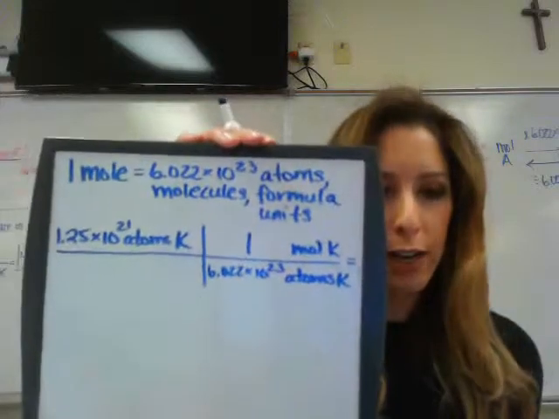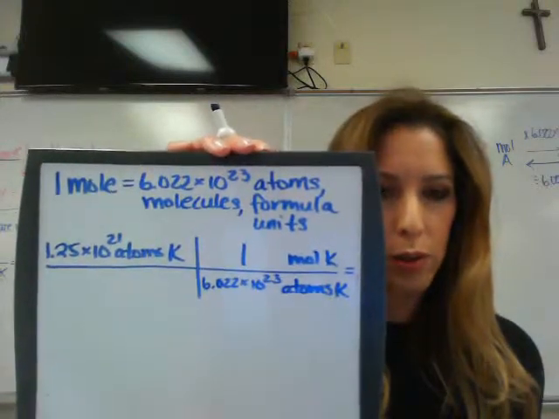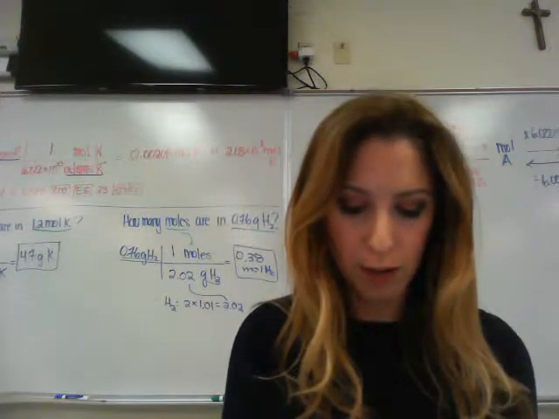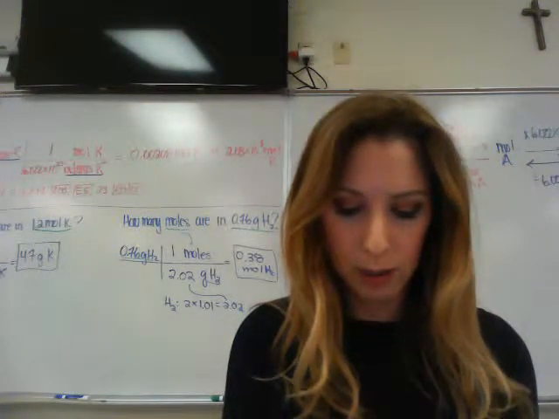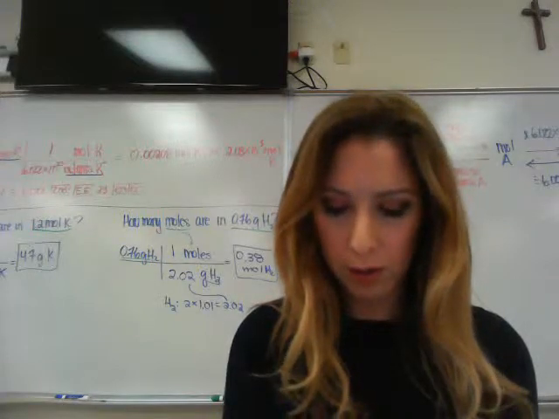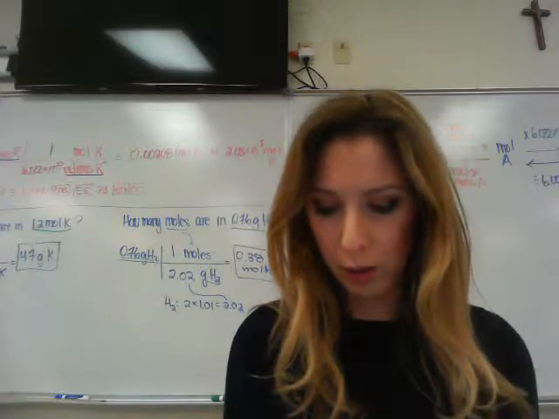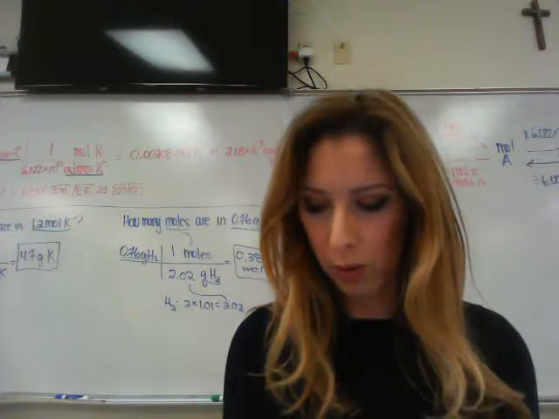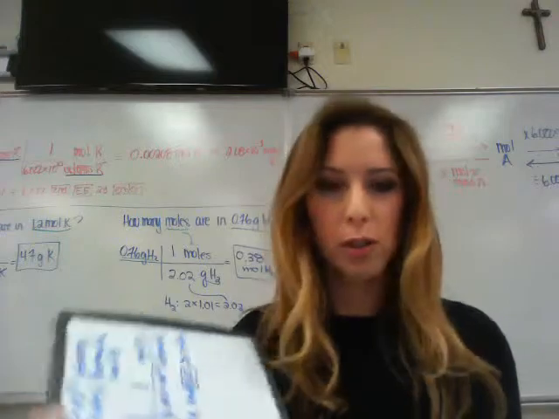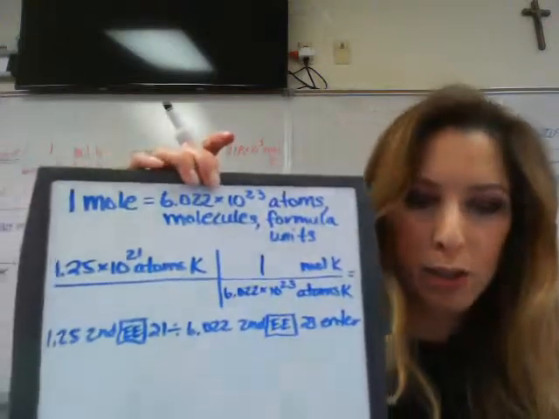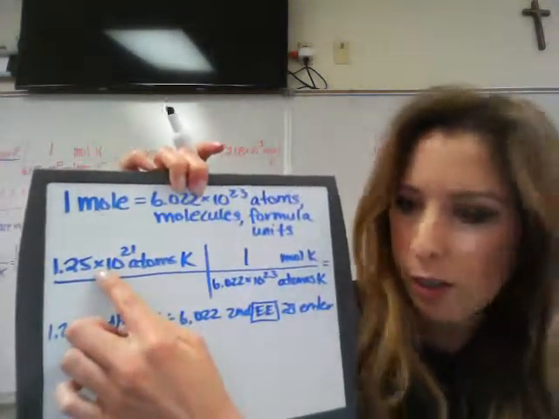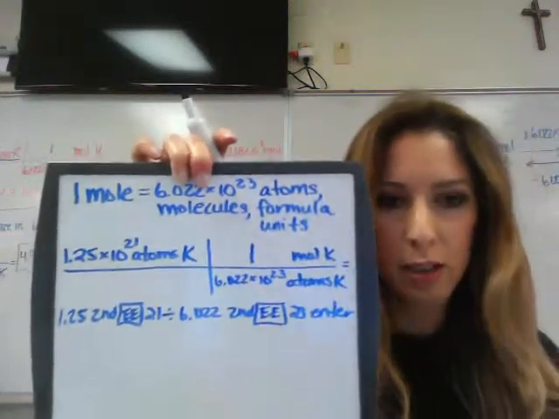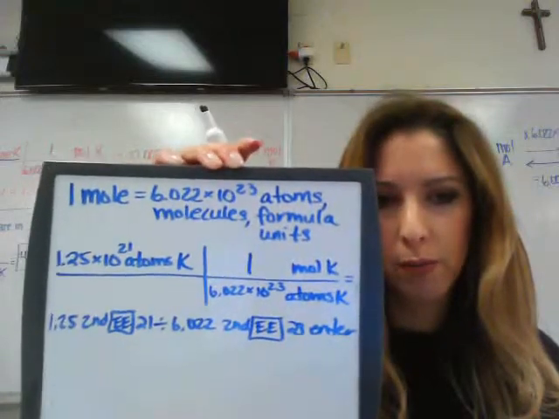So this time we're going to be dividing. So when you divide, it's going to be 1.25 second E 21 divided by 6.022 second E 23, enter. Do not put in a multiplication sign for this one right here and this one right here because it will give you the wrong answer. Okay, and that's not what we learned to do in the fall.